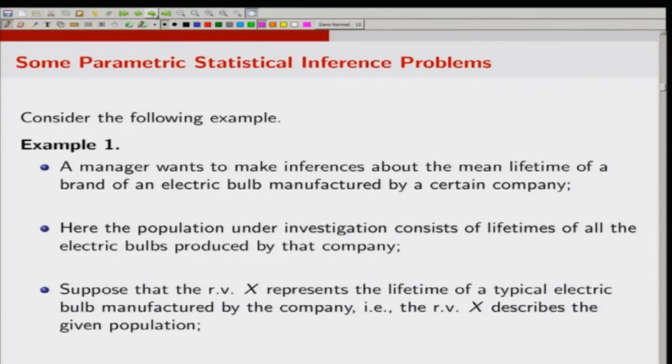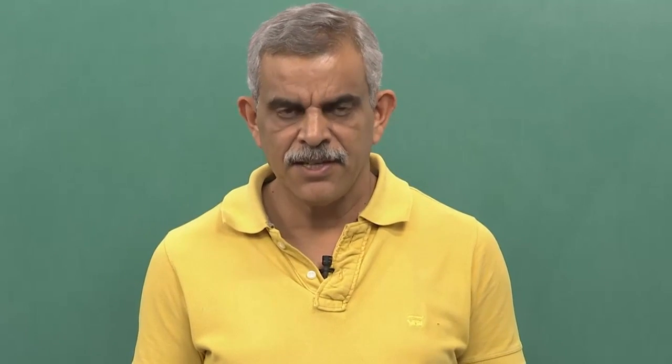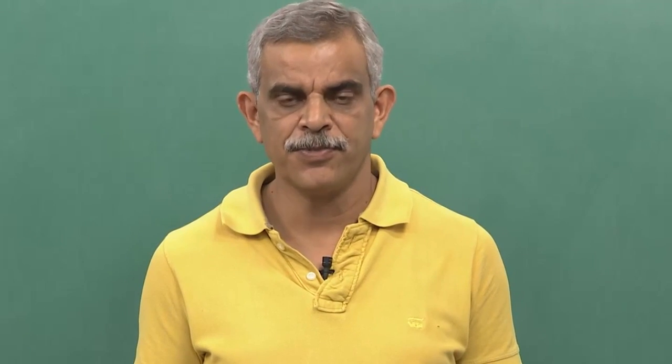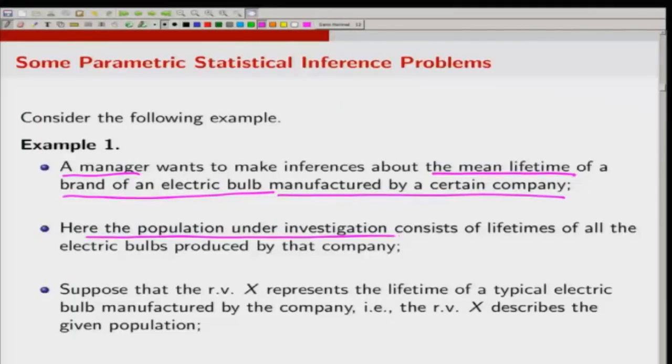Let us consider this example, which is an example of a parametric statistical inference problem. Suppose you have a manager who wants to make inferences about the mean lifetime of a brand of electric bulb manufactured by a certain company. The company manufactures bulbs using a given manufacturing process, and I'm interested in knowing the mean lifetime of the bulbs produced by this company. Here the population under investigation consists of the lifetimes of all the electric bulbs produced by that company. So that is the whole population.